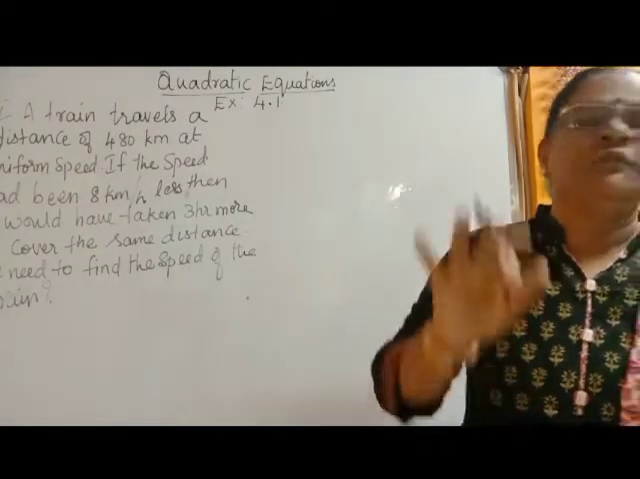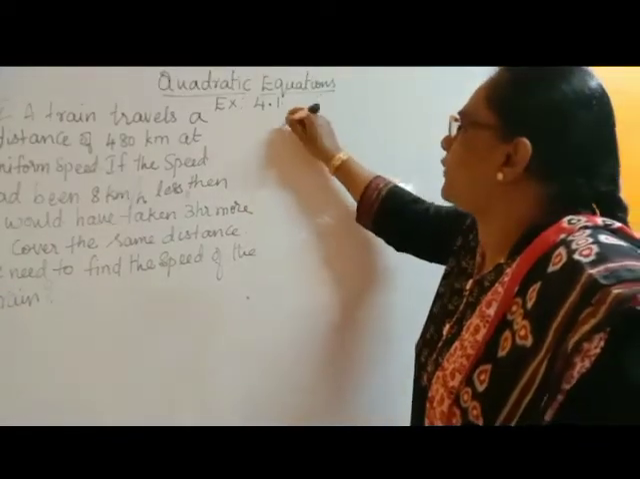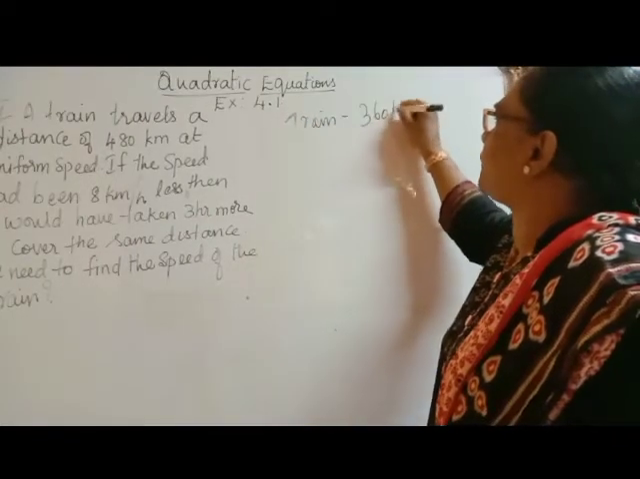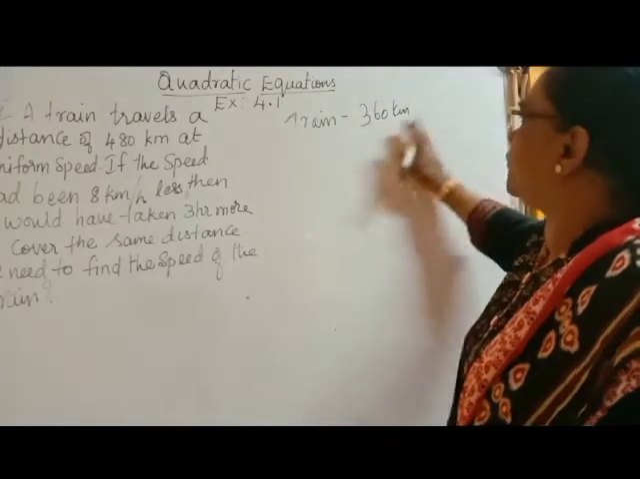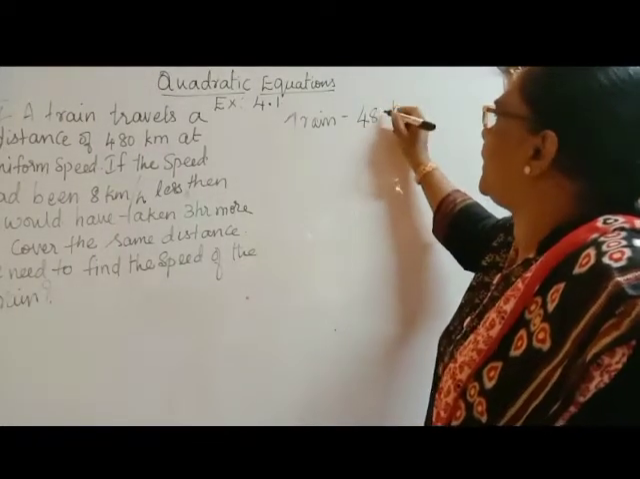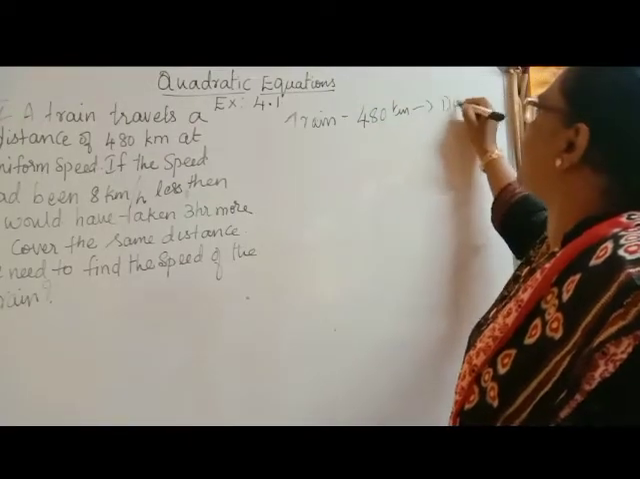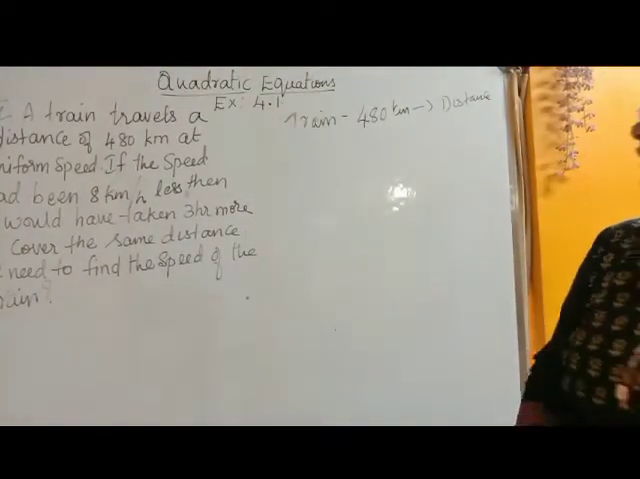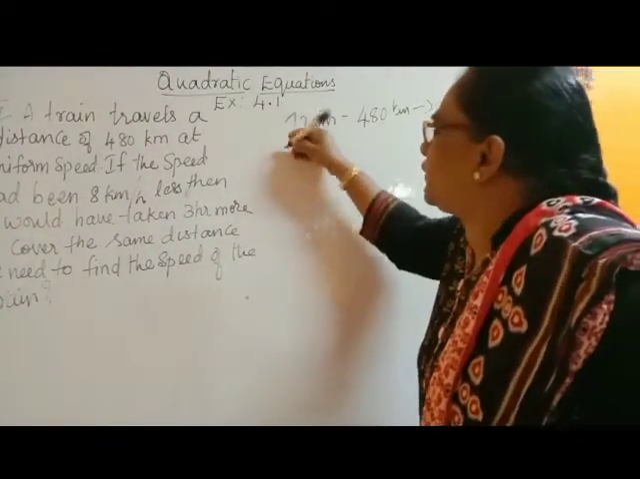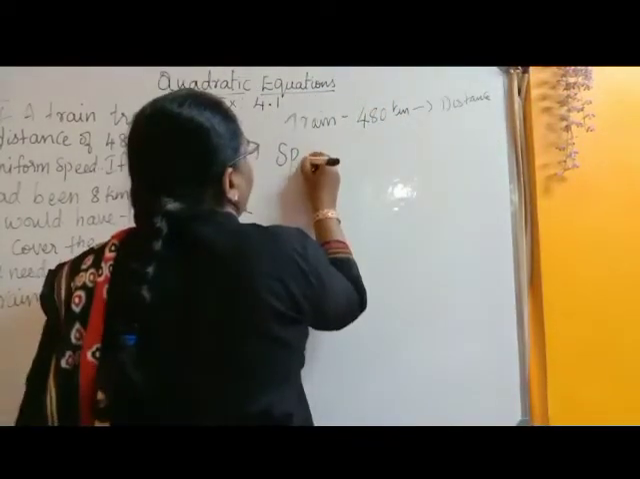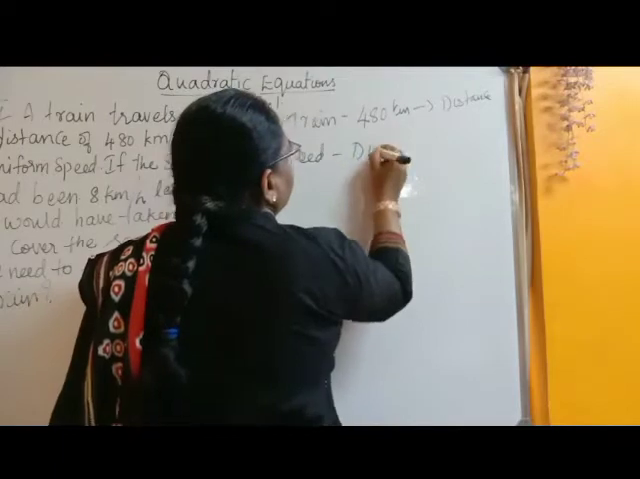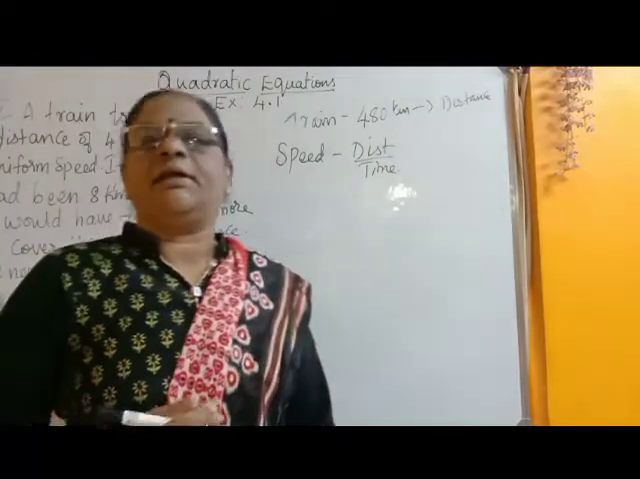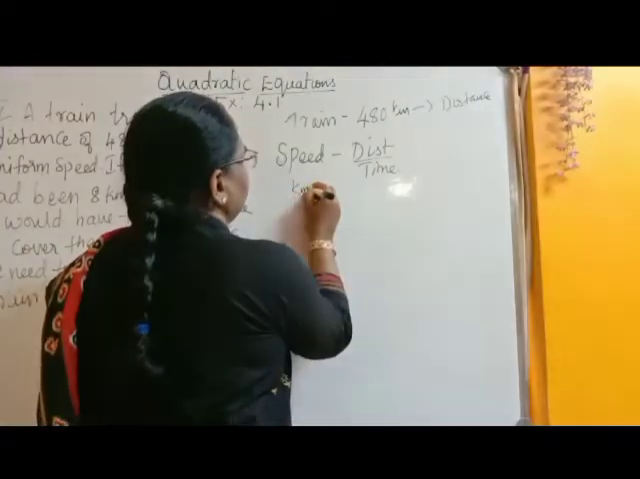Here what they are telling, so there is a train, so train has to cover 480 kilometers. Kilometer means it is nothing but your distance. So distance is given here. Okay. So distance, you know, what is the speed of the train? Speed is not given. Uniform speed. Speed is nothing but distance by time. Speed is always represented by kilometer per hour.